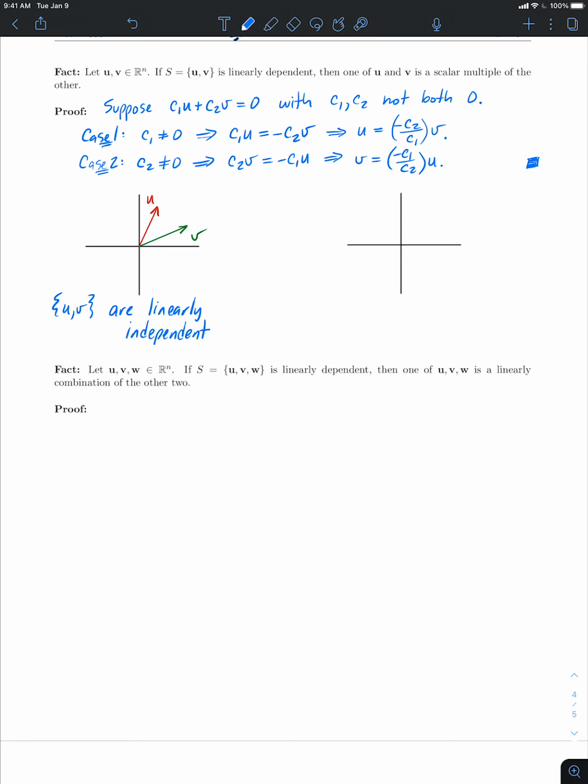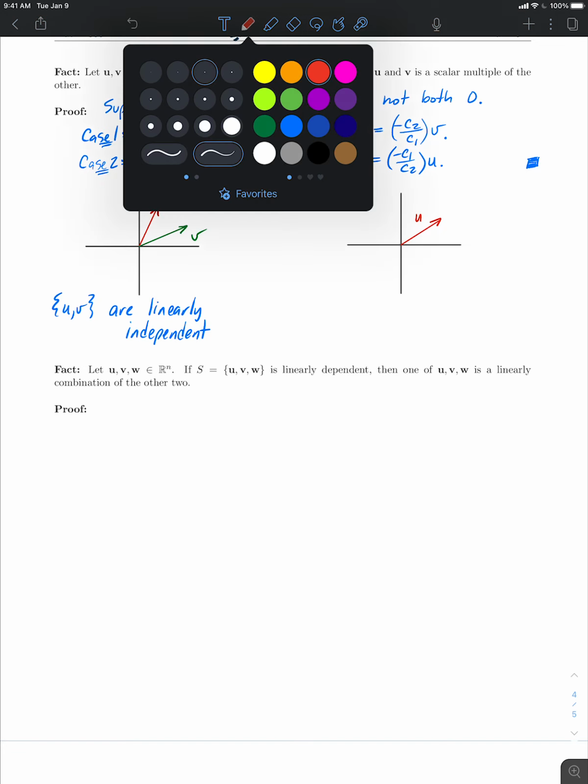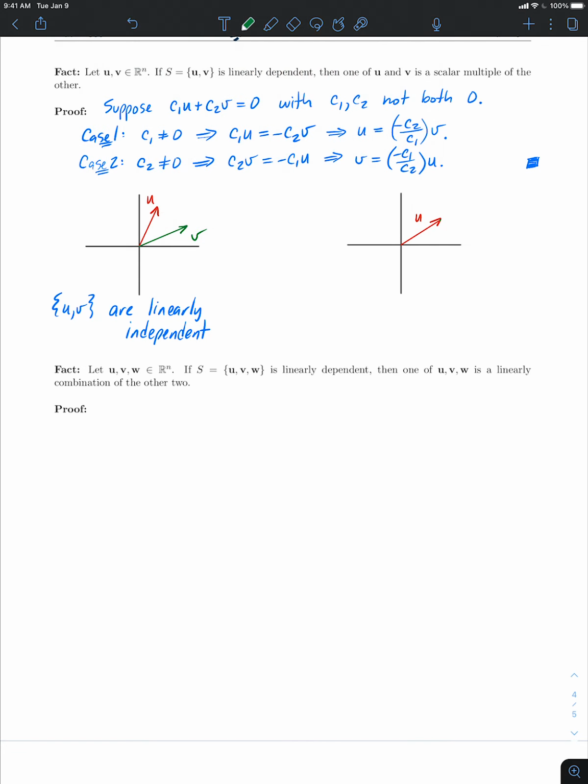In other words, they're not scalar multiples of each other. They don't point in the same direction, and they don't point in the opposite direction. But if you had two vectors that are not linearly independent, or in other words, they are linearly dependent, well, that might look something like this.